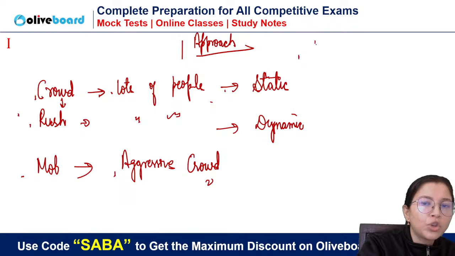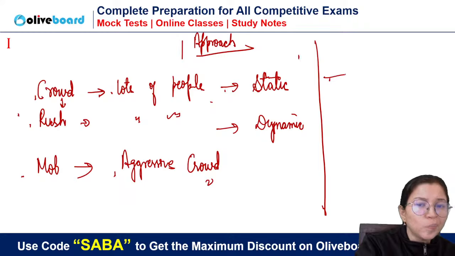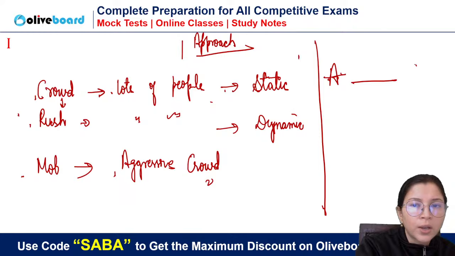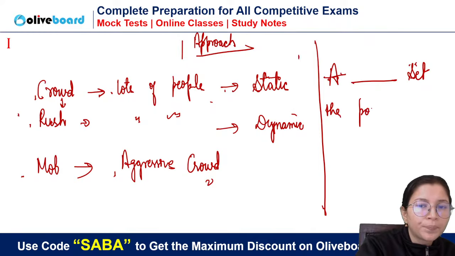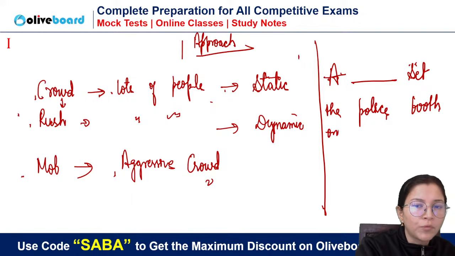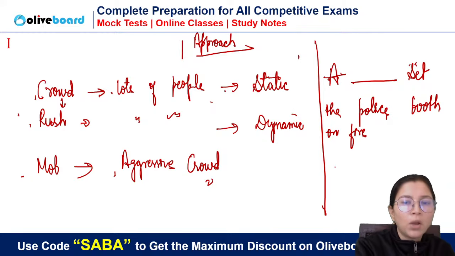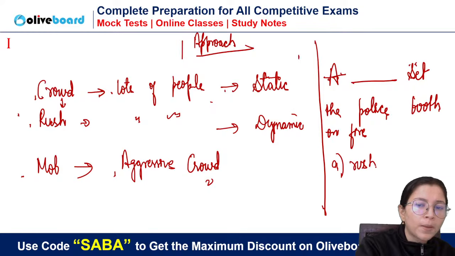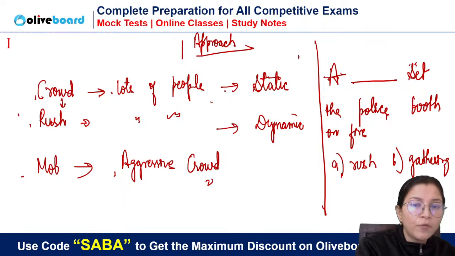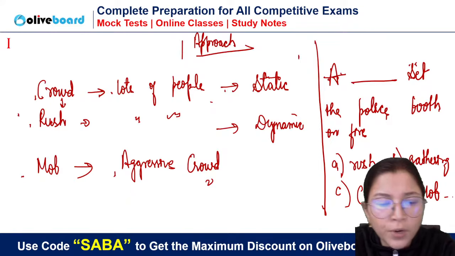Now, for example, if a fill-in-the-blanks question comes, the question is: A ___ set the police booth on fire. Okay, this is the question. Simple fill in the blanks question. Now in the options you have rush, you have gathering, you have crowd, and you even have the word mob. Tell me which word will you choose?